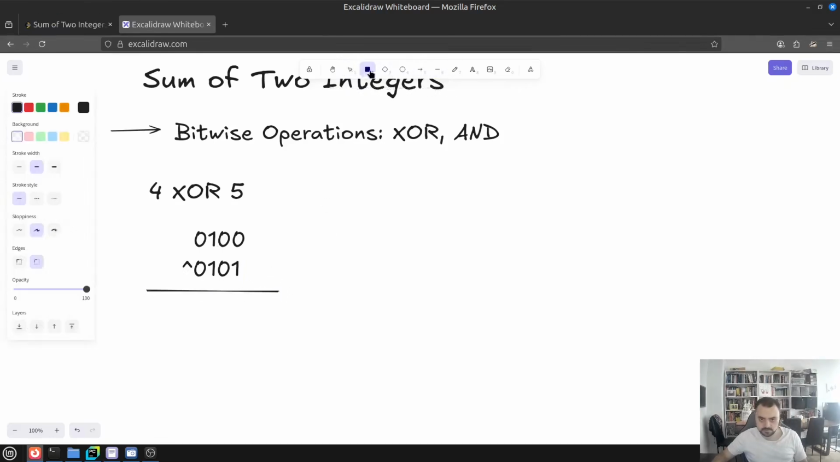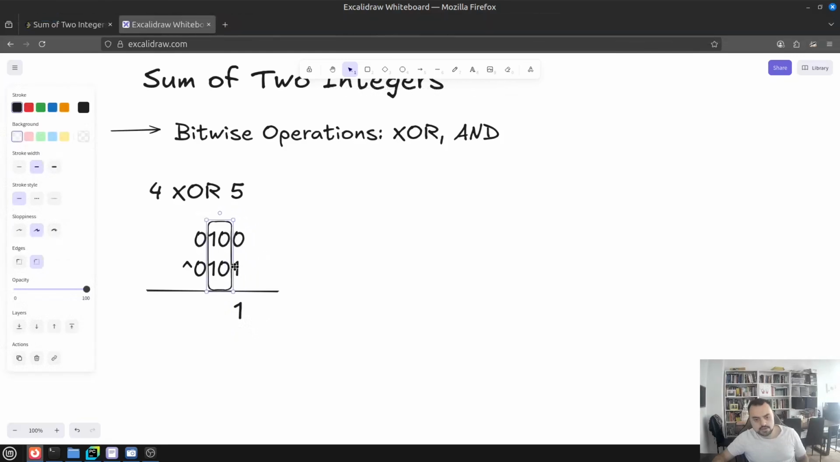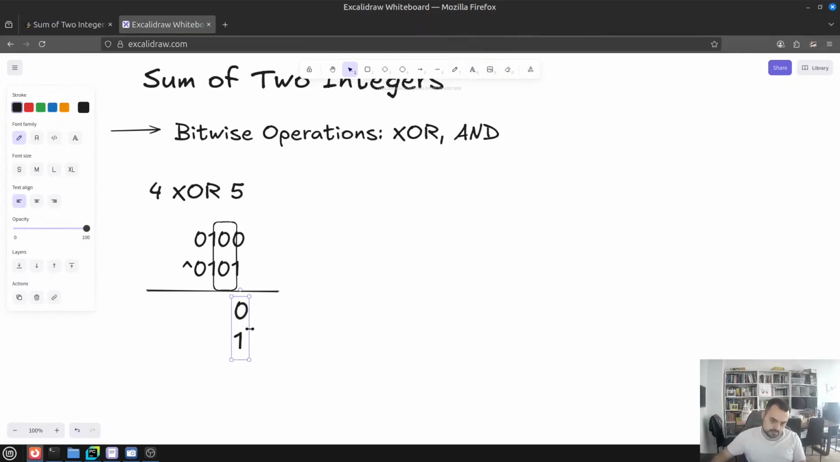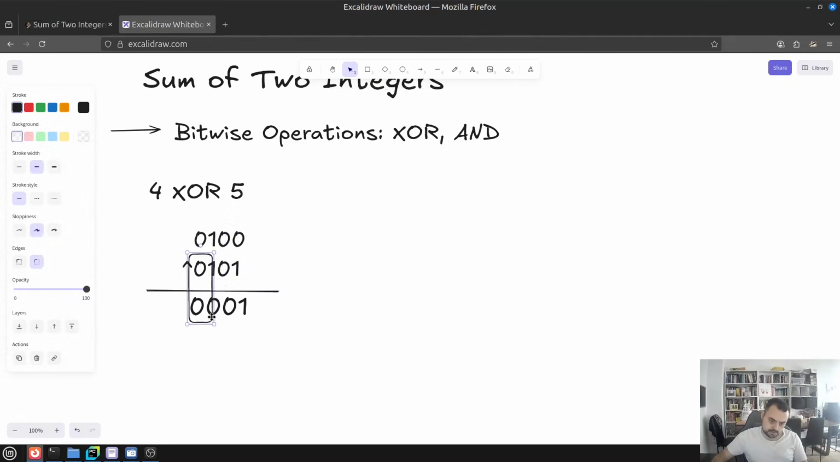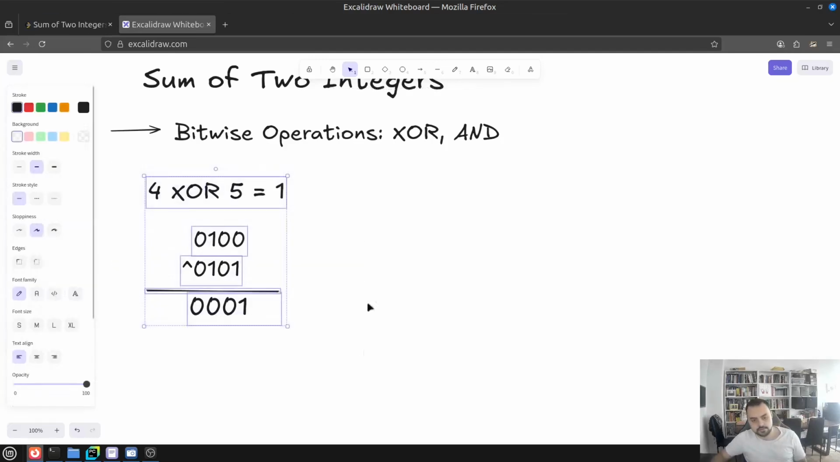And what happens? We go, of course, bit by bit, starting from the right side, from the lowest bits. 0 XOR 1 is 1, because XOR gives you 1 when both inputs are different. So if you have 1 and 0 or 0 and 1, then you get 1. And if you have identical inputs like 0 and 0, then you get 0. So here you get 0 as well, and here as well. So the answer is 1. And that's how XOR works.